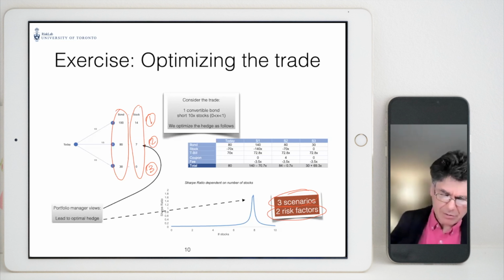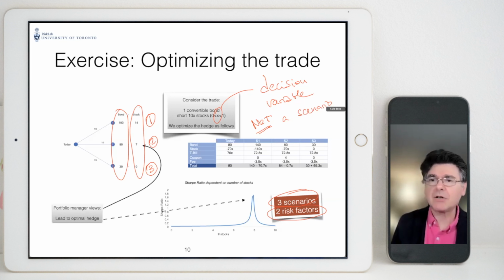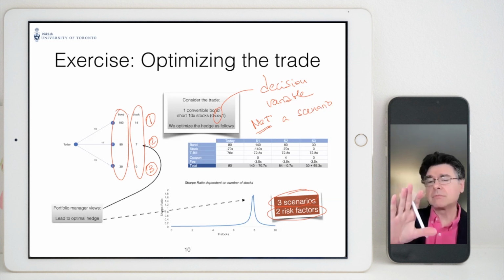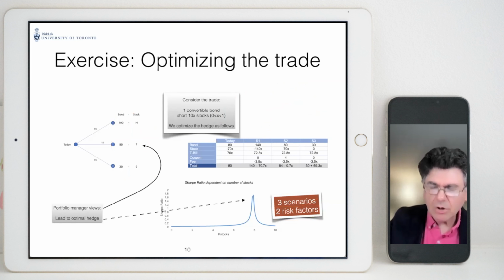So these are the scenarios, and this is a decision variable, not a scenario. So not every unknown is a scenario. A scenario has to be something that could happen. It's not up to you, and it can affect the value of the portfolio. Okay, so I hope this was clear.